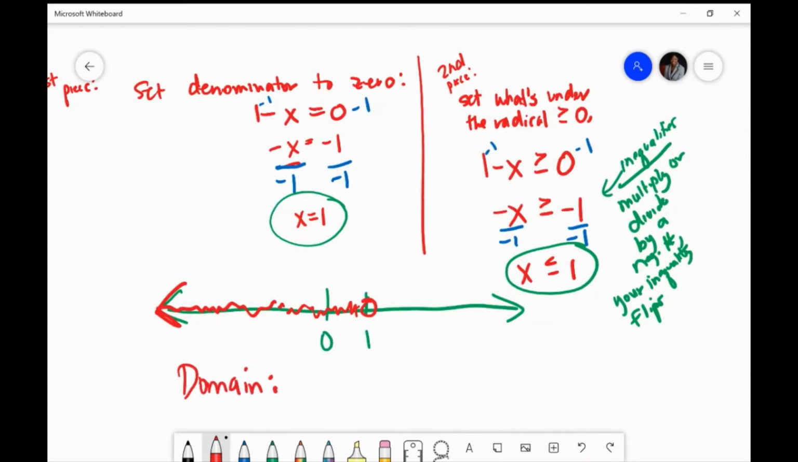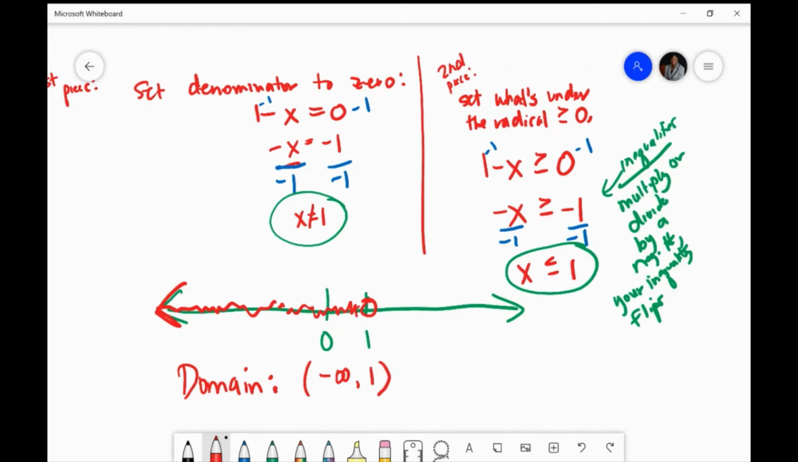You have parentheses, negative infinity, comma, 1. Now it's going to be a parenthesis. Why not a bracket?